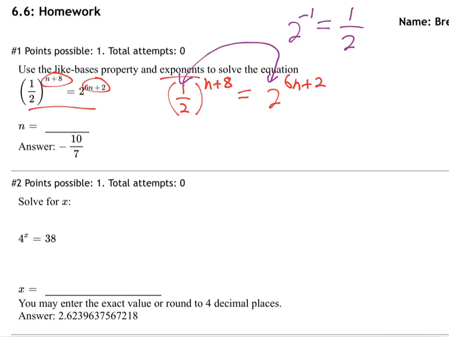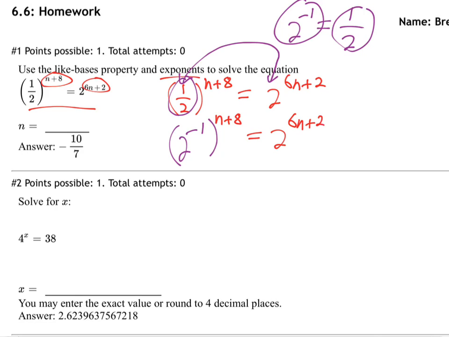Okay, so what? Well, that means this half right here, a half is the same as 2 to the negative 1. So this is 2 to the negative 1 to the n plus 8, which is 2 to the 6n plus 2. Okay, why did we do that? Why do we care about that? Well, because now we've made both the bases the same.